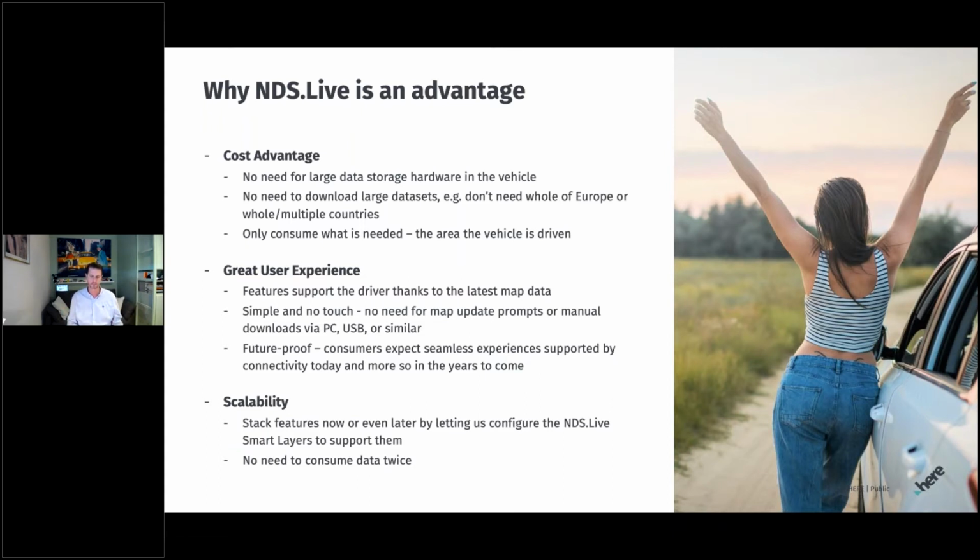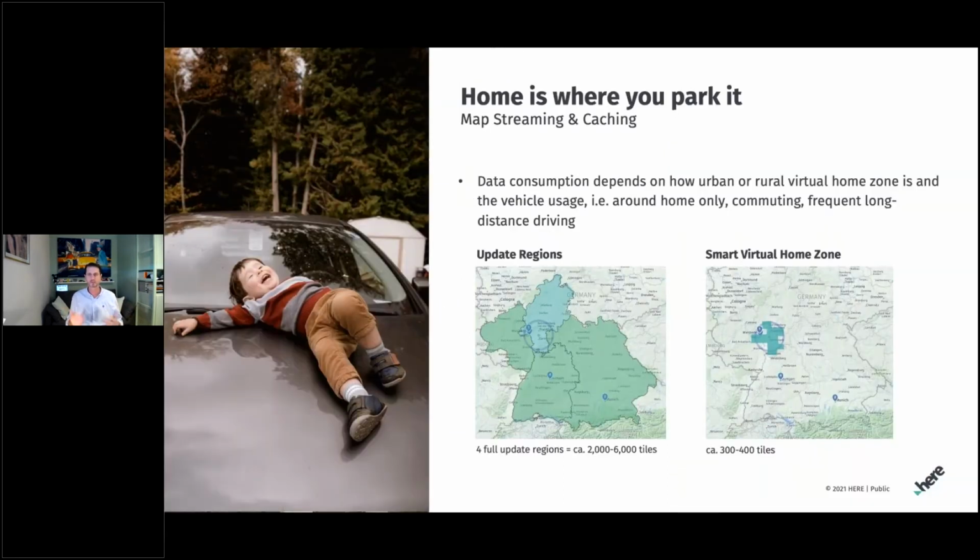So, we talked a lot about data sizes and storage needs, and I want to share the main differences of a database versus a connected approach quickly. Data needs highly depend on what the map storage and update strategy is. So today you often see whole markets, for example, all of Europe installed in a car and needs updating. Some OEMs do single countries or small states only. Depending on how you do this, using an update region approach always leads to downloading data you don't need.